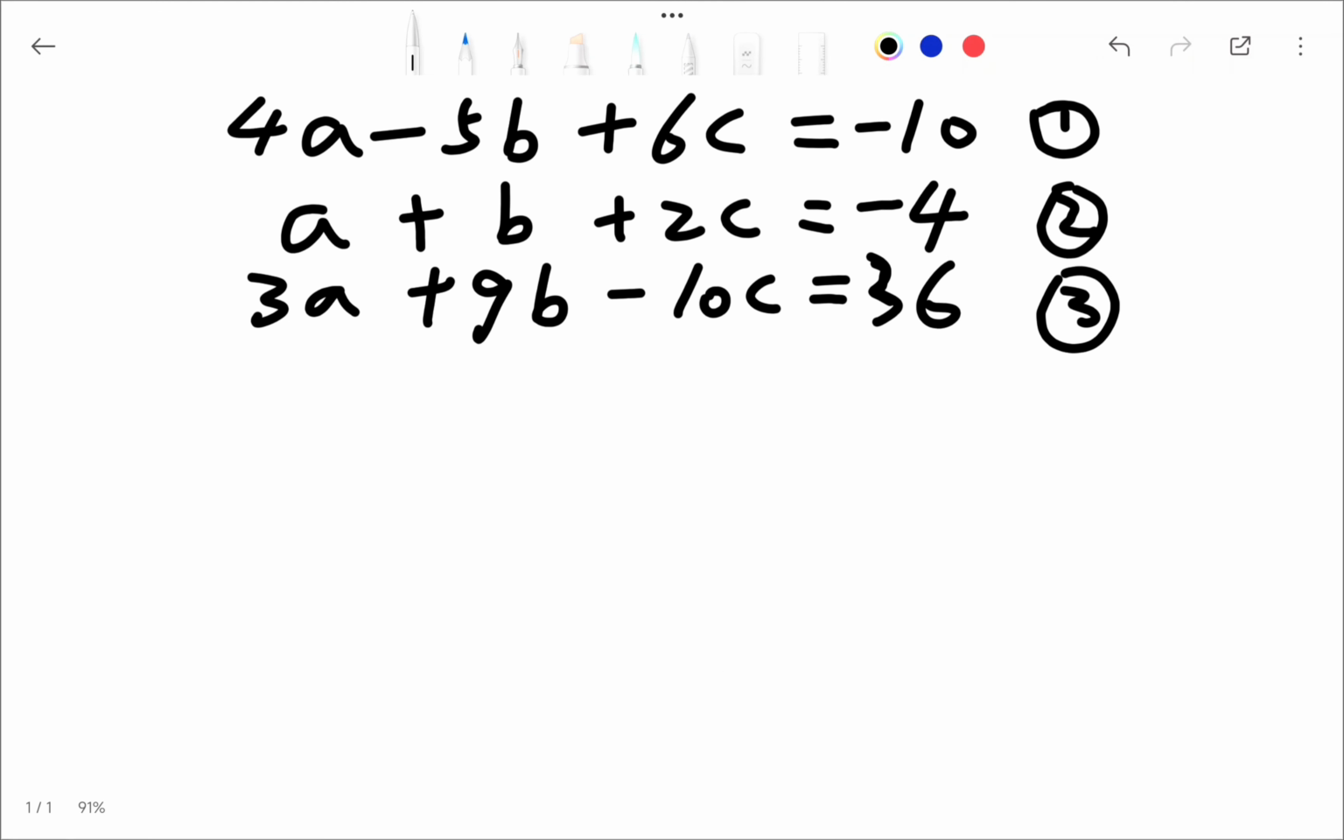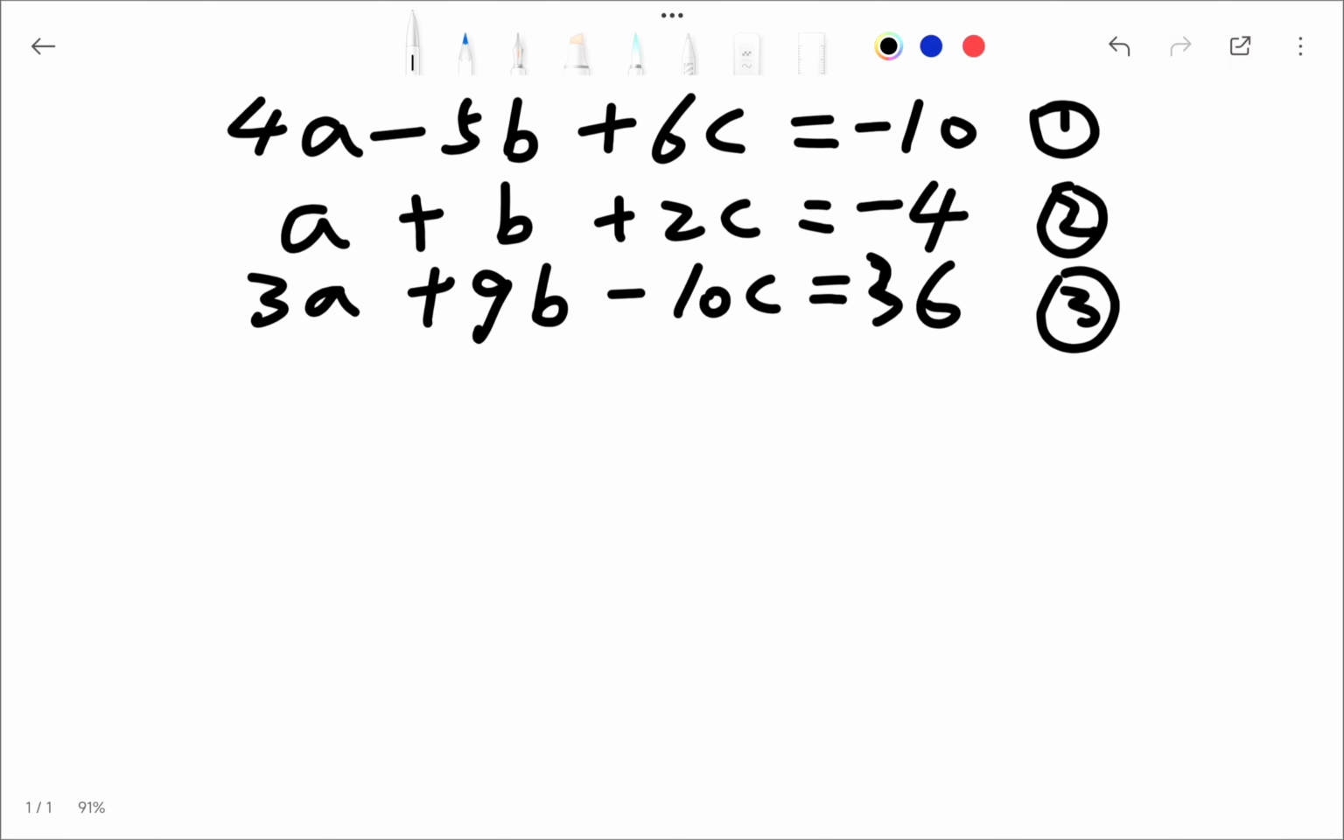Are you ready for a challenge? In front of you, there are 3 equations with 3 variables. Please feel free to pause the video and give it a go. All right. The method is the same. Reduce the number of variables and the number of equations.